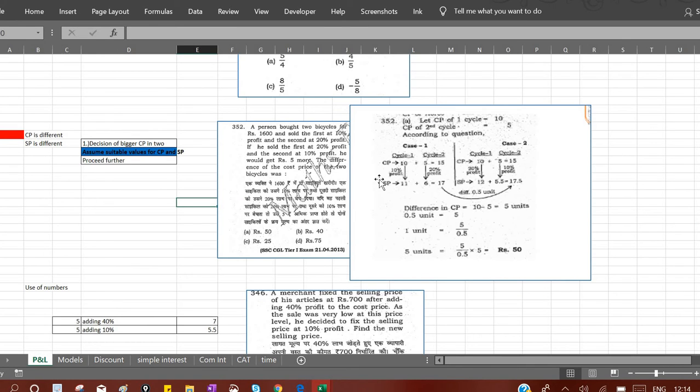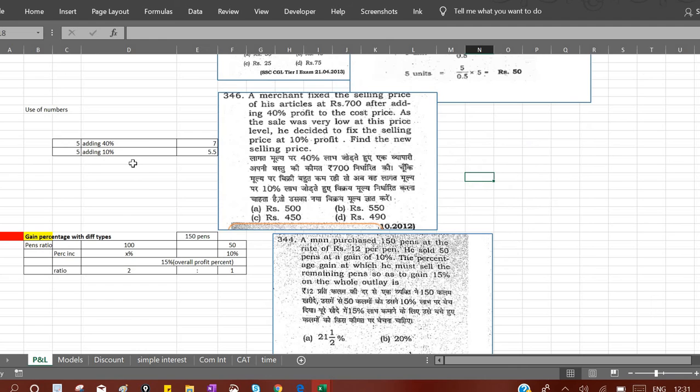Now if you see here, the CP and SP are different, and there are two conditions in which we approach the selling. Now based on this we can find the values. Here he said with 40% profit he will be able to sell at 700. Now he asked what is the selling price at 10% profit. You got to use numbers pretty well here. If it is 5 at 40% profit you will get 7, and so this is how you got to use.